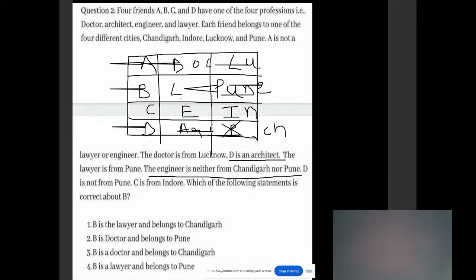So we should select which of the following statements is correct about B. B is a lawyer and B stays in Pune, which is option 4. So option 4 is the correct answer. Practice puzzles also. These are time taking, so thorough practice can help you to score this in less time.